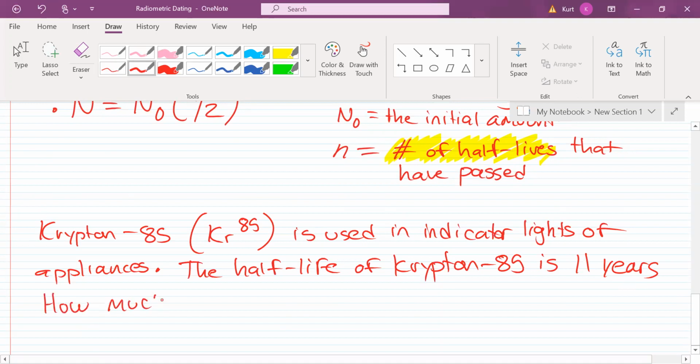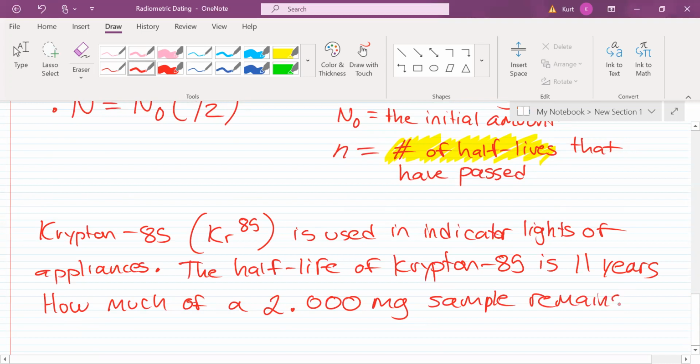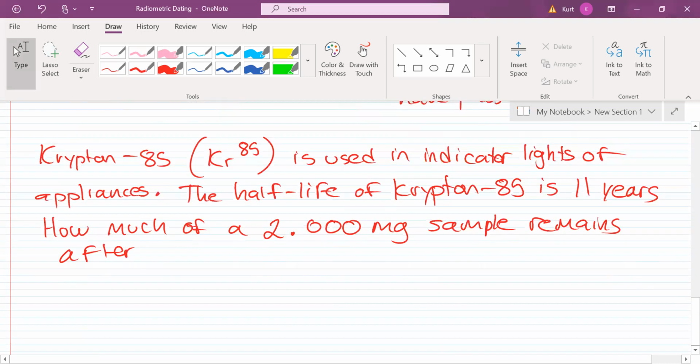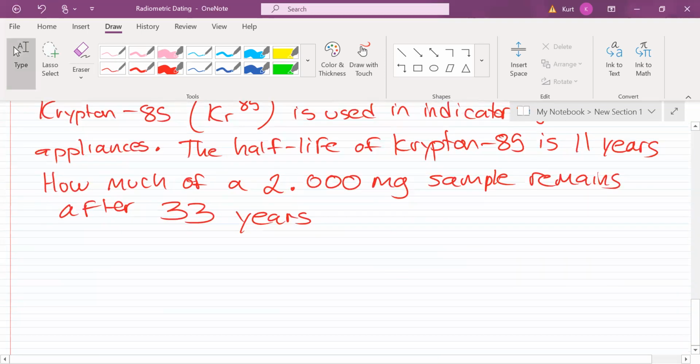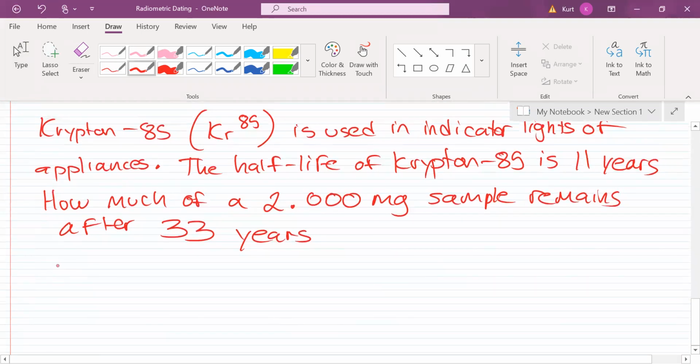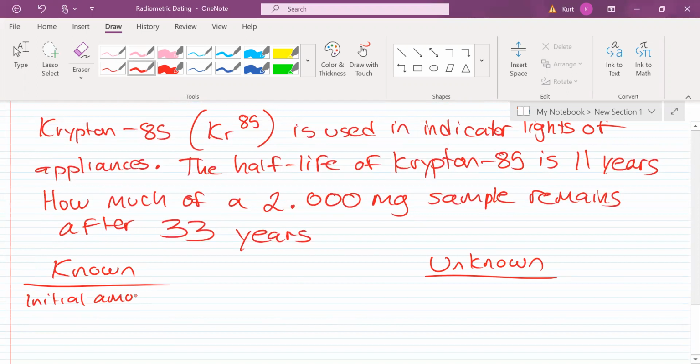How much of a 2.000 milligram sample remains after 33 years? Okay, so you need to write your known and unknown values, and this is going to be a great exercise for us because as this year goes on, I'm going to be asking you guys every time, very disciplined, to write down your known and unknown values, what you are being asked to find and what you are provided. It is going to be very, very crucial that you organize all your information. So what we know is that our initial amount is going to be 2.000 milligrams.